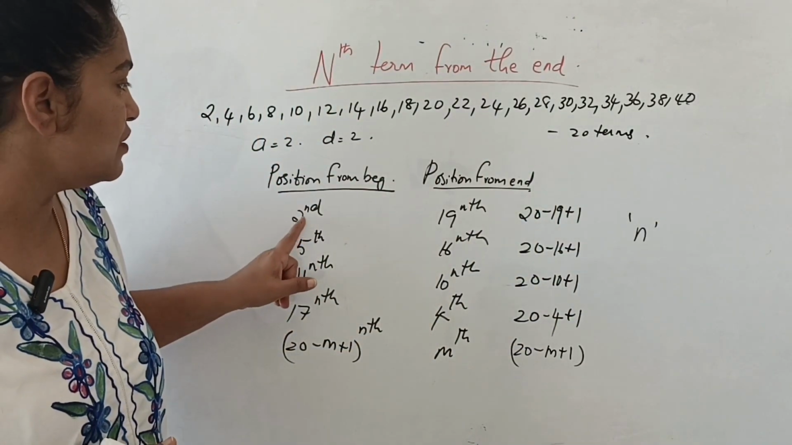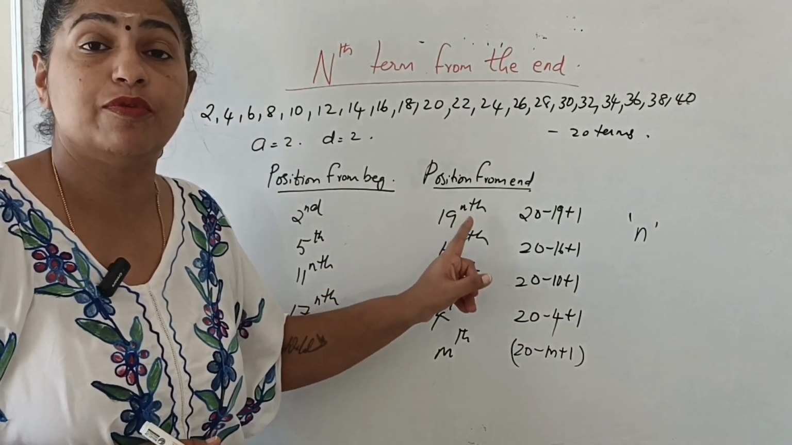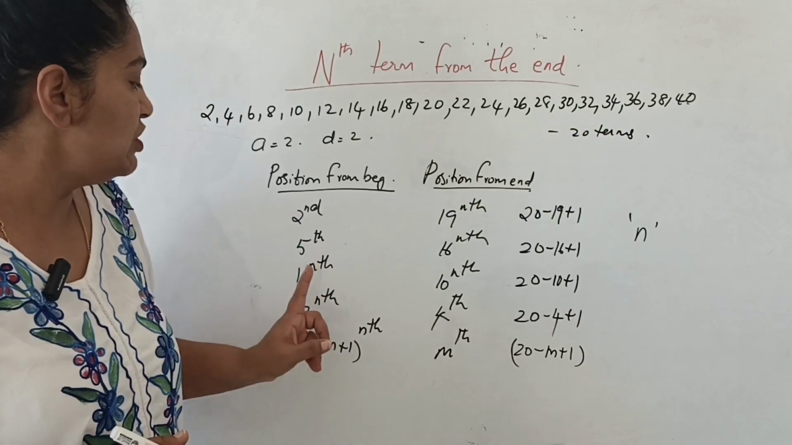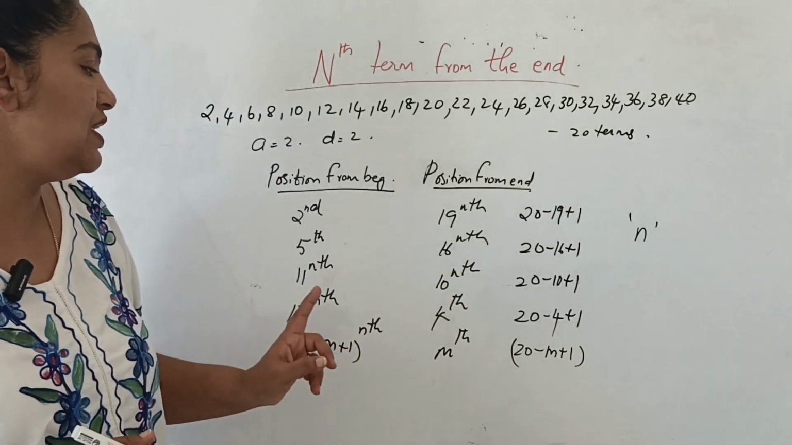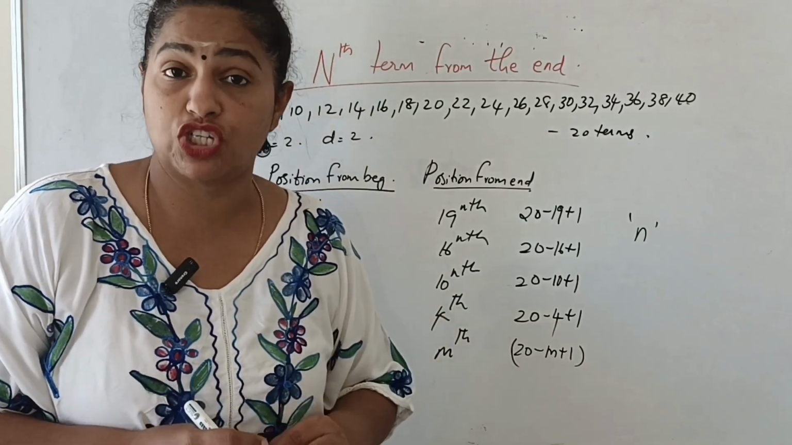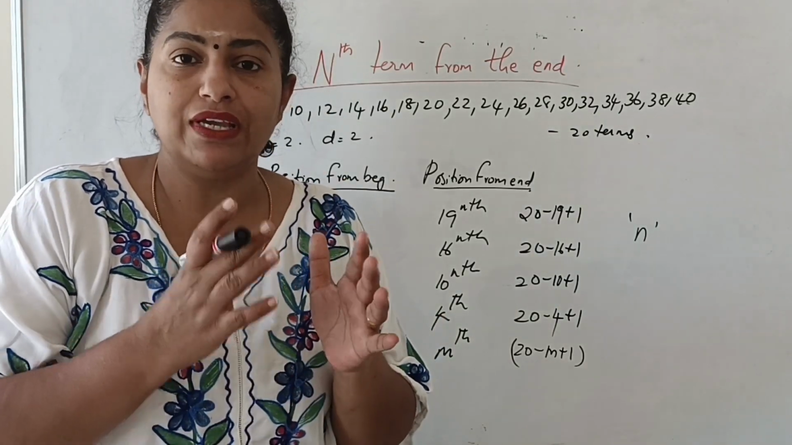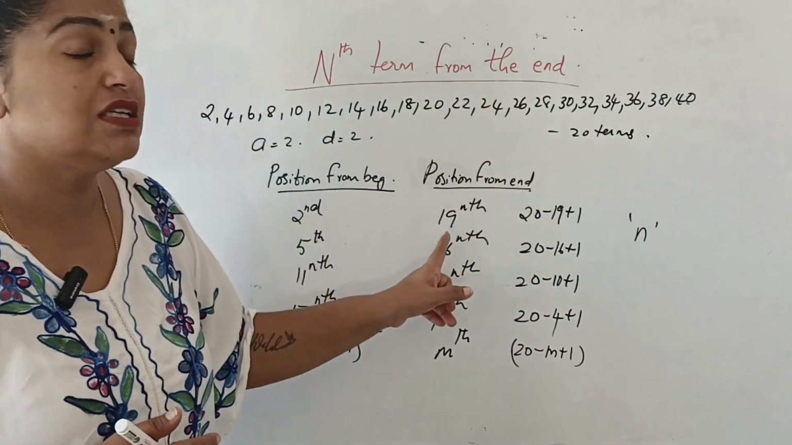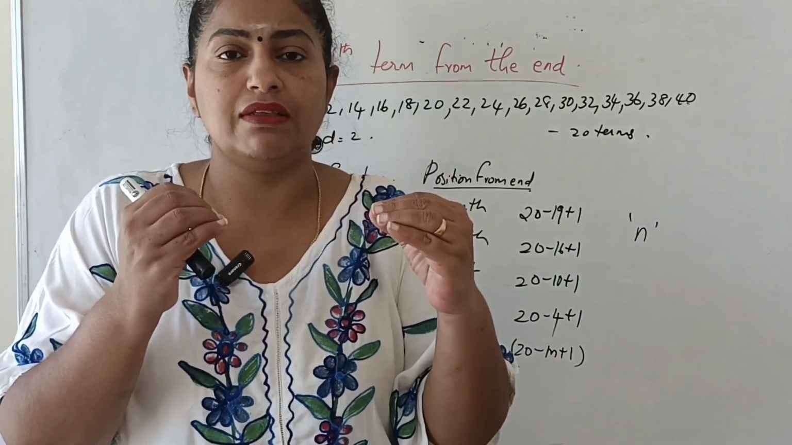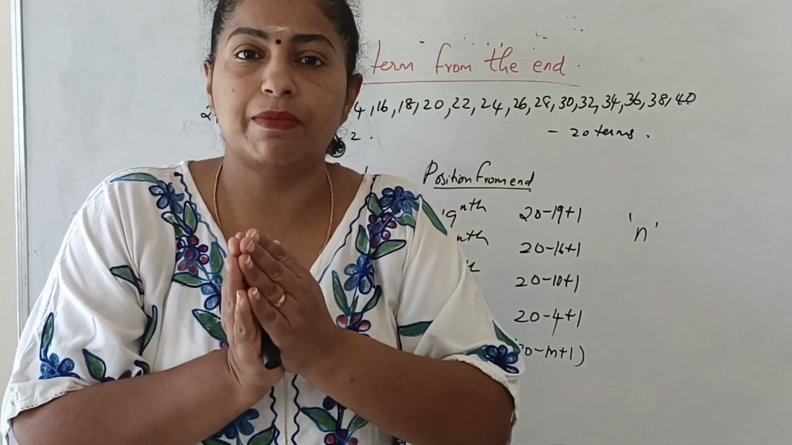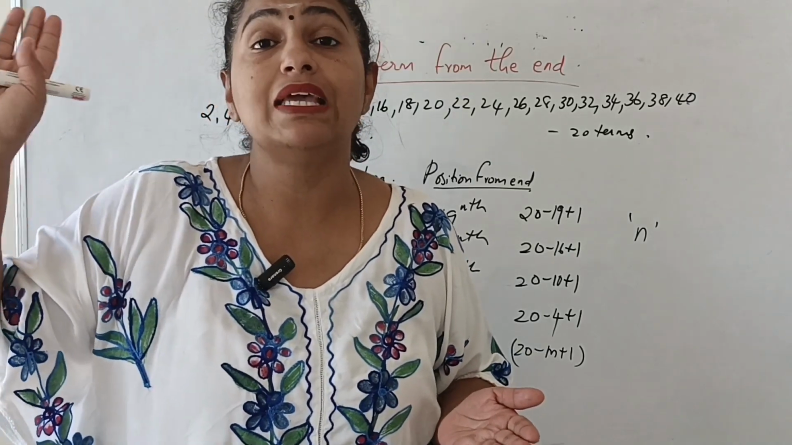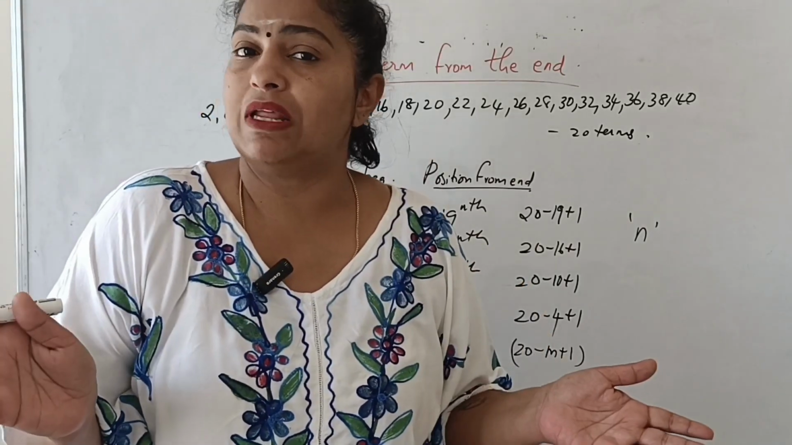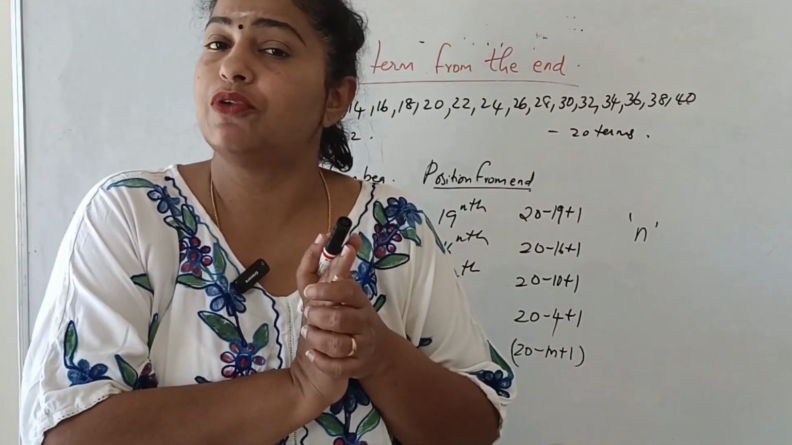You can see that the second term from the beginning is at the 19th position from the end. Similarly, the fifth term from the beginning is at the 16th position from the end. The 11th term from the beginning is at the 10th position from the end, and the 17th term from the beginning is at the 4th position from the end. So I have tried to get to a general formula using the number of terms and the position of the term from the end, because when we look at an arithmetic series, our normal tendency is to look from the beginning. So when the position of the term from the end is given, we are more interested in finding out where it stands from the beginning. Then you can apply any formula that is applicable to the AP.